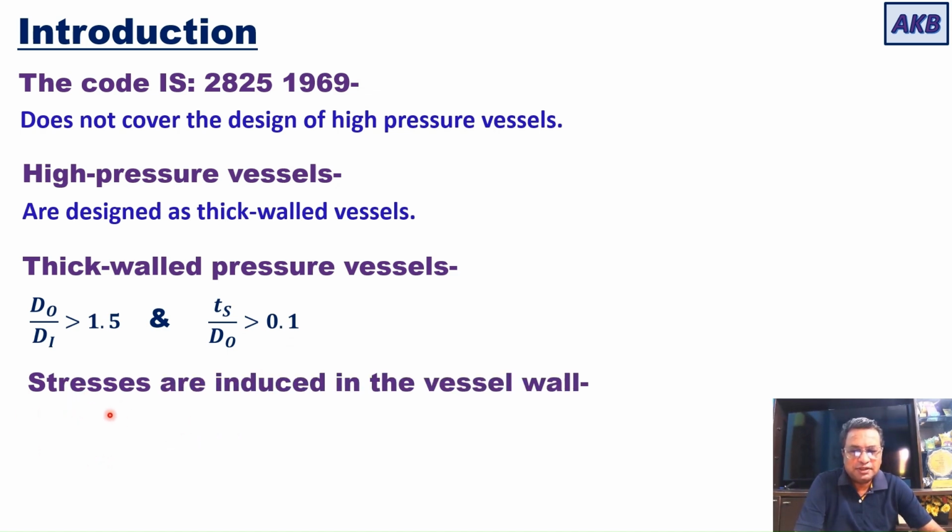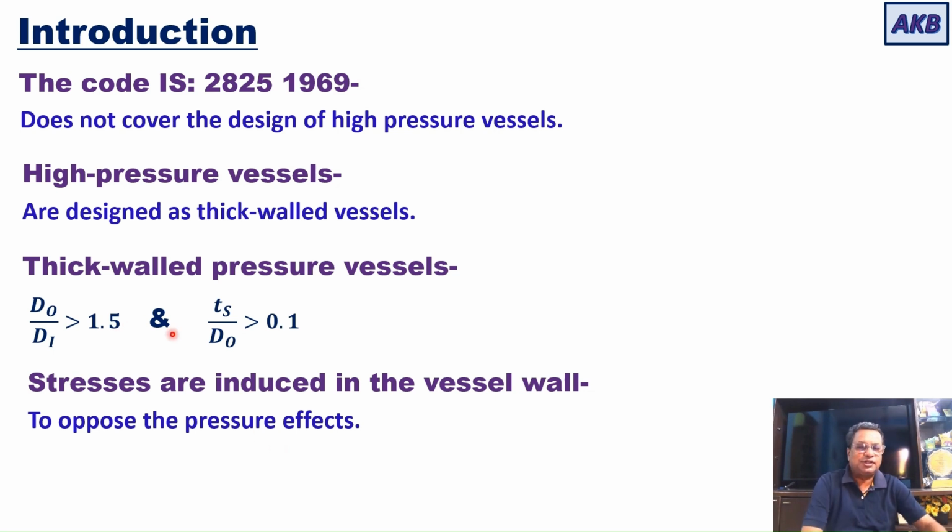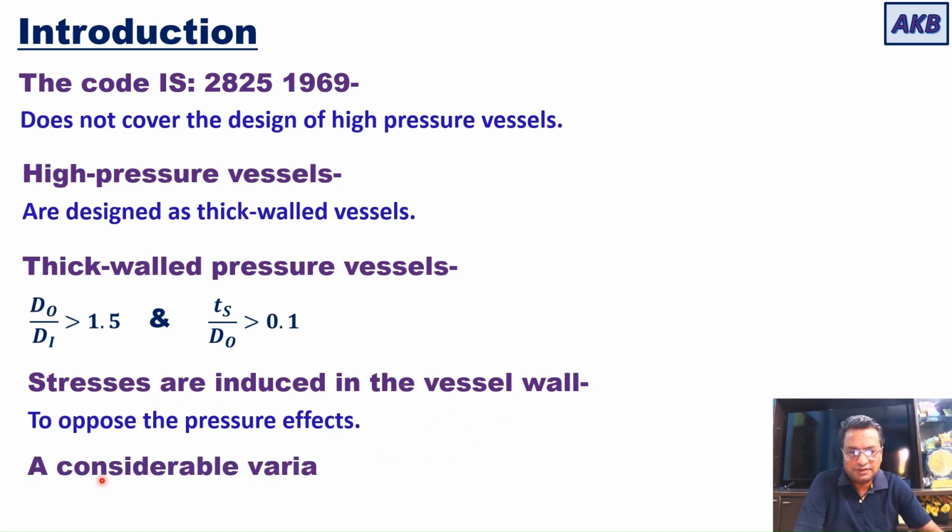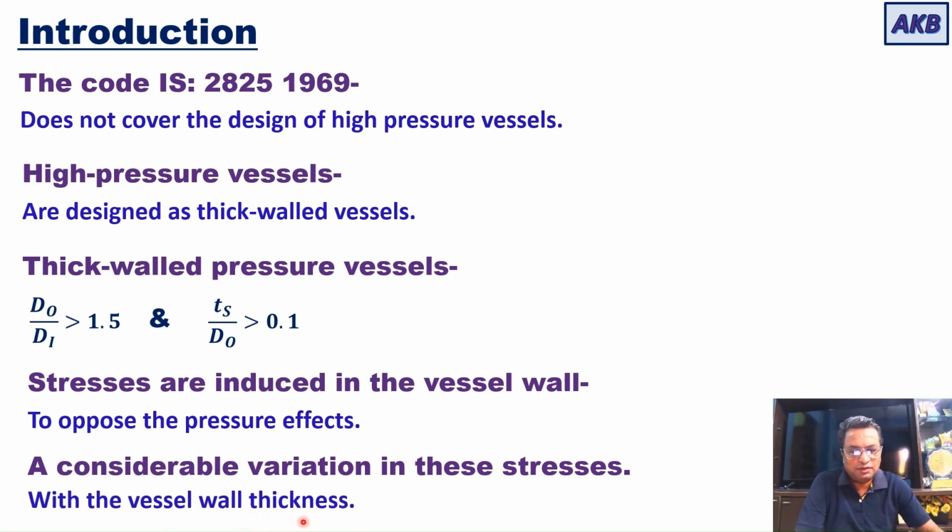Stresses in such high pressure vessels, that is thick walled pressure vessels, are induced in the vessel wall. And why are these stresses induced? The stresses are induced to oppose the pressure effects. Since these are subjected to high pressures, stresses are induced in the wall of these vessels to oppose the pressure effects. Therefore, these being thick walled pressure vessels, a considerable variation occurs in these stresses with the vessel wall thickness.